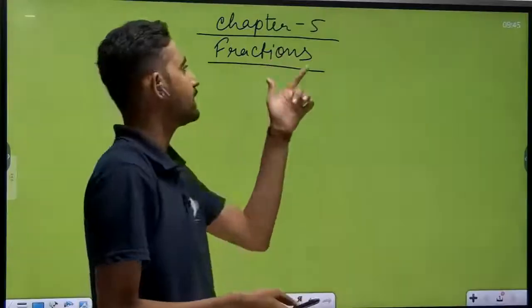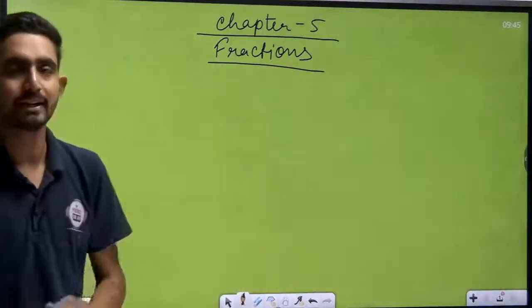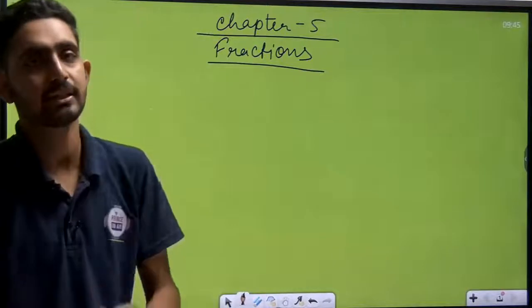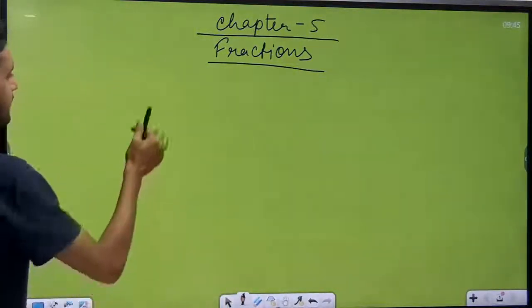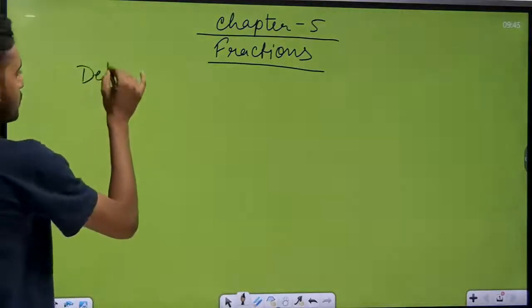Start chapter number 5, fraction. As you know, very simple, what is the meaning of fraction? Fraction indicates equal part of a whole thing. That is the definition, simple definition. So all of you write down the definition also.